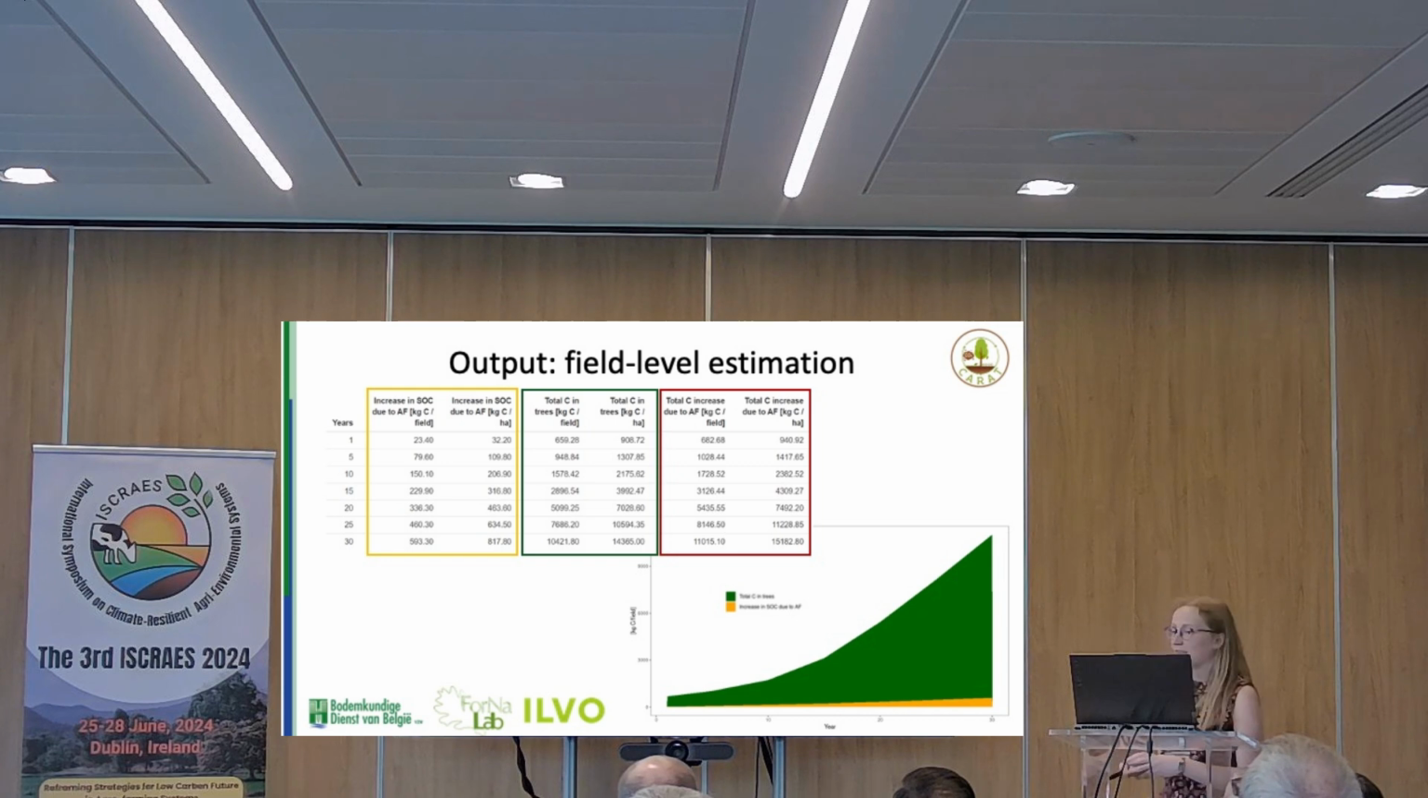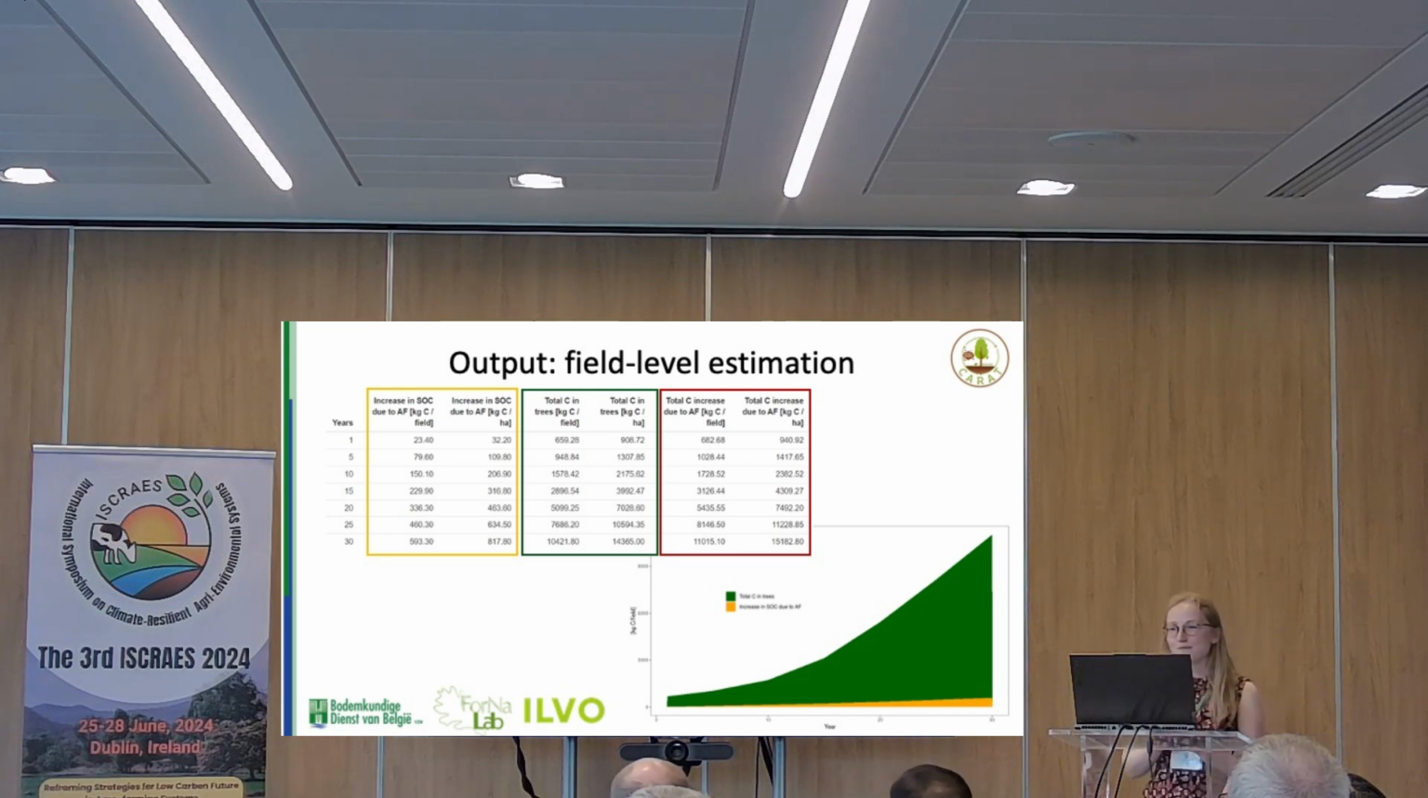So what you are given here is the increase in soil organic carbon content due to your agroforestry, the total carbon in your trees, and the total carbon increase in your entire field due to your agroforestry. And this will be given for your field, but also per hectare. And this throughout all your years from year 1 to year 30. And also it is represented in a nice figure.